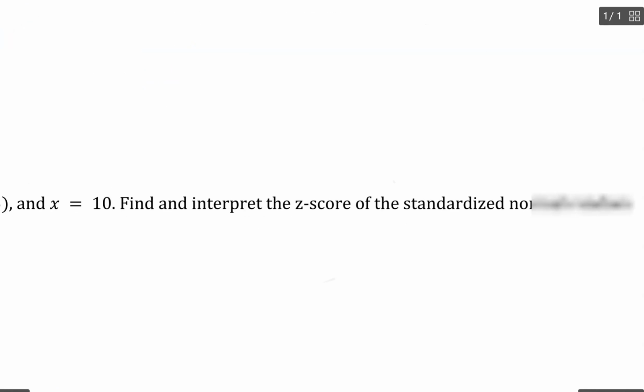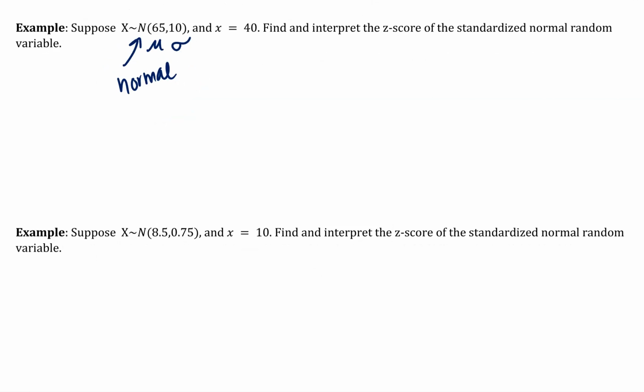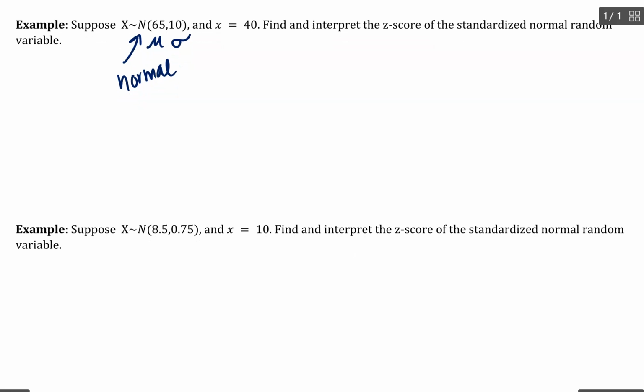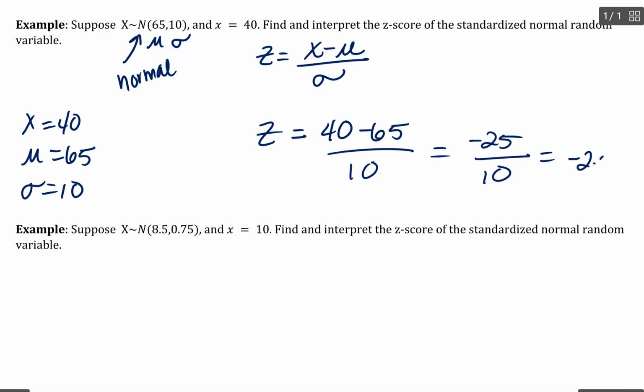So recall that to find a z-score, we calculate z is the x value minus the mean divided by the standard deviation. So we have that our x value is 40, our mean is 65, and our standard deviation is 10. So now we just need to plug all of these into our formula. 40 minus 65 divided by 10, or negative 25 divided by 10, which is negative 2.5.